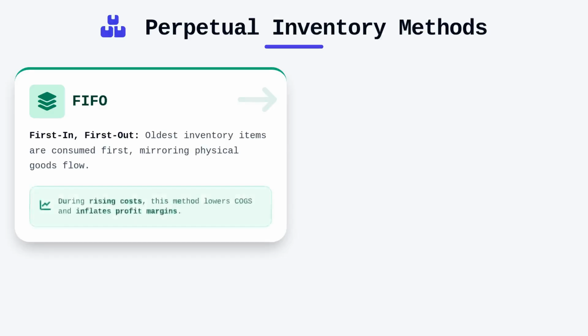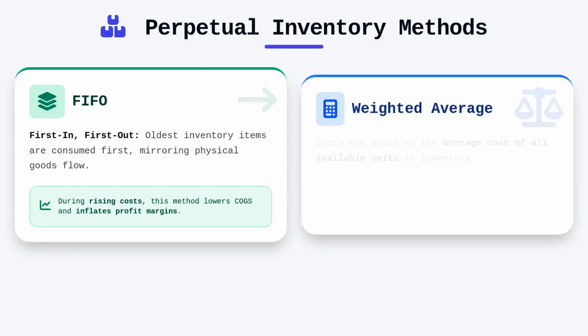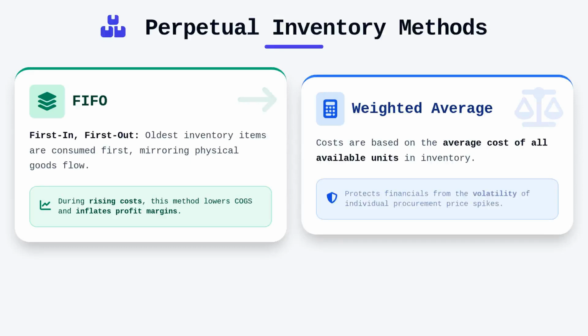This method is particularly useful during periods of rising costs because it keeps the cost of goods sold lower, thereby inflating reported profit margins. Conversely, the weighted average method calculates costs based on the average cost of all available units in inventory, shielding financials from the volatility of individual procurement price spikes.